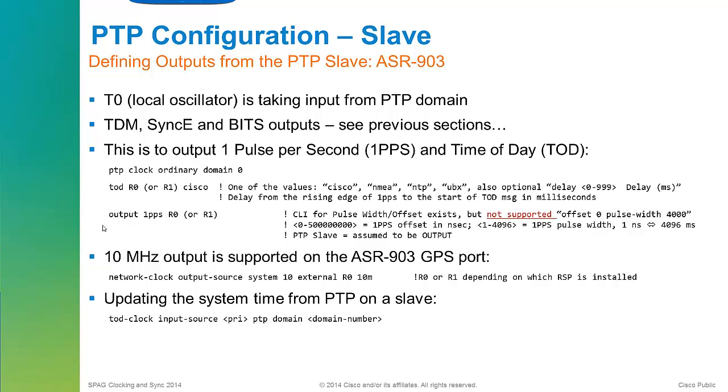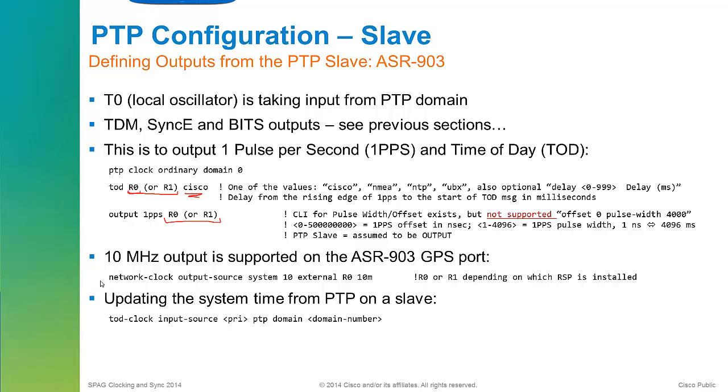903, again pretty similar. You have time of day. In this case you have two, because on the 903 you have two route switch processors. The 902 you only have one, because it's a single route switch processor. And similarly you define the output of the text. Equivalent on the 1 pulse per second, again there's an R0 or a 1 to output the 1 pulse per second.